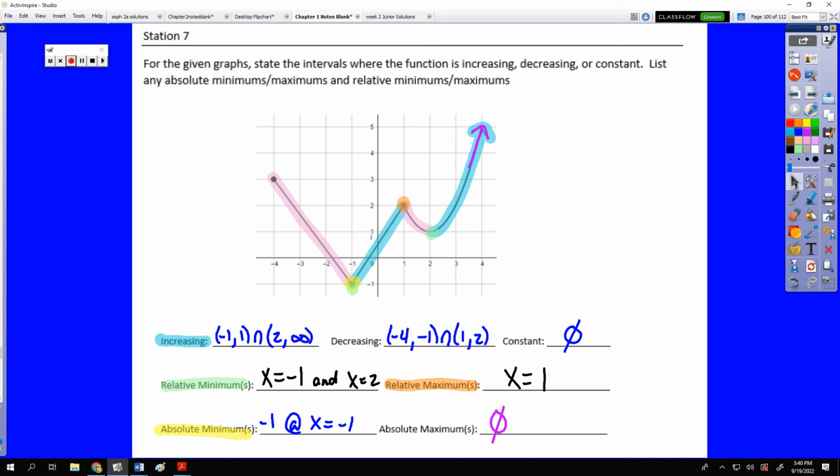That does it for Station 7. Hopefully all of those explanations make sense in terms of increasing, decreasing, constant interval values, and relative maximum, relative minimum, absolute maximum, absolute minimum.